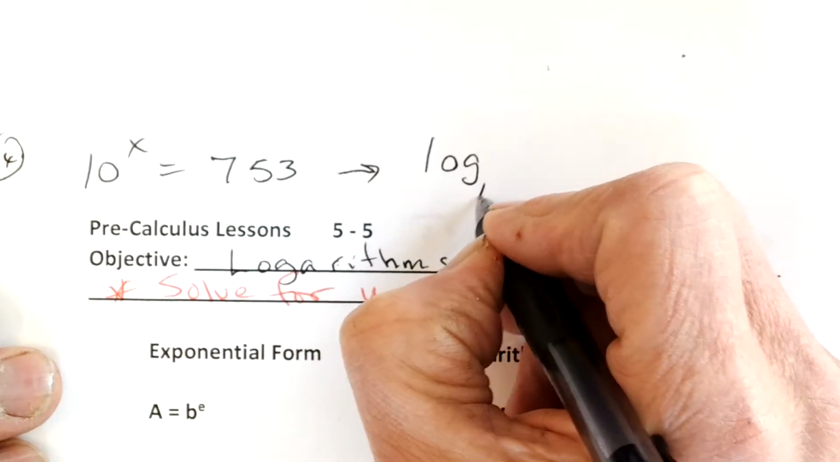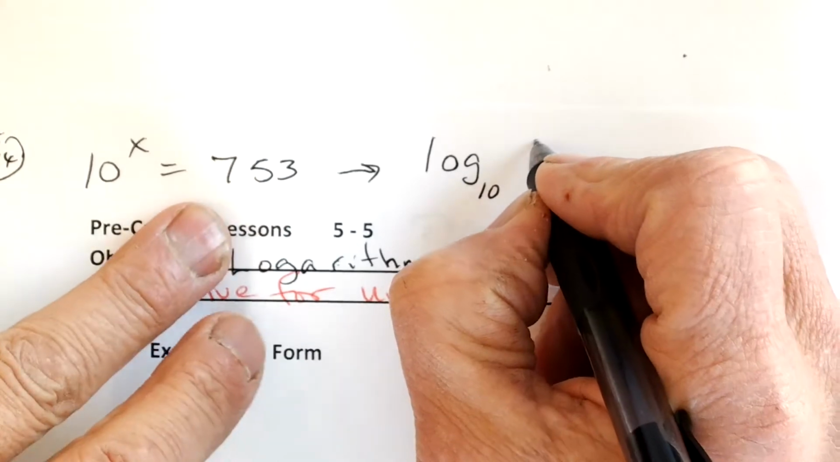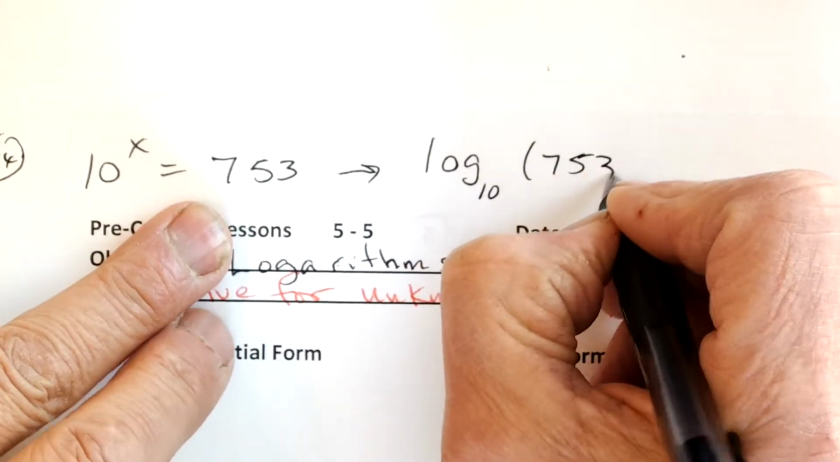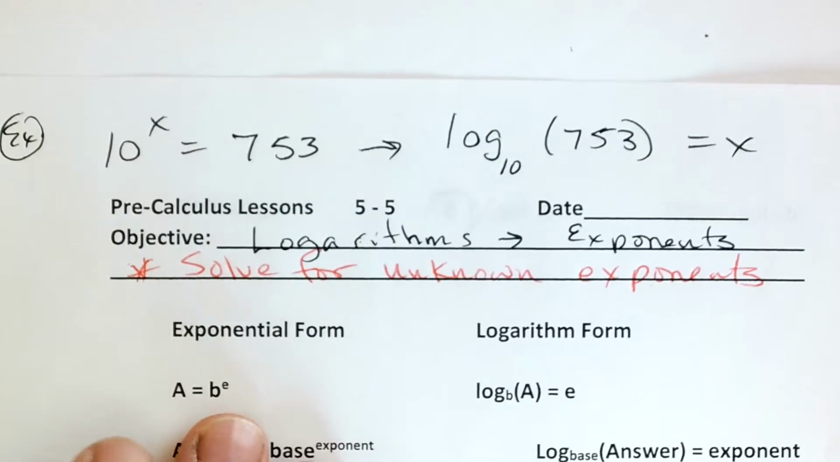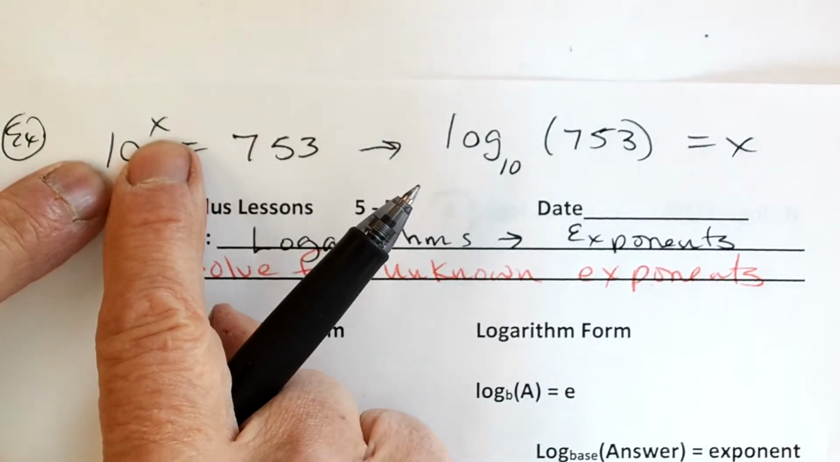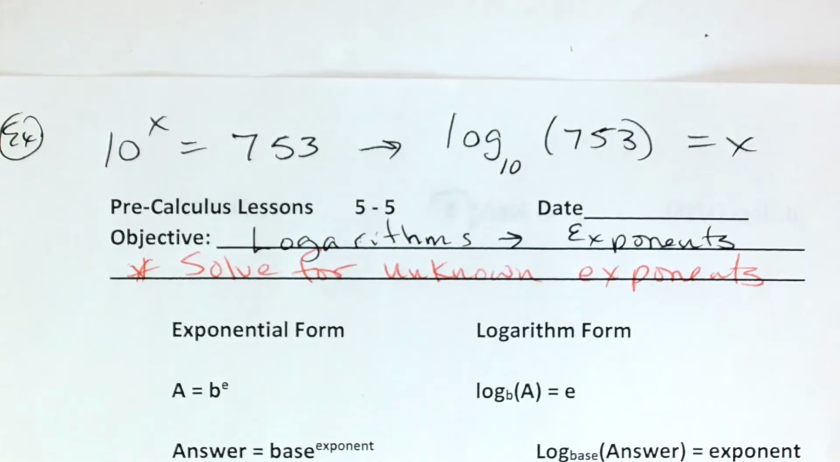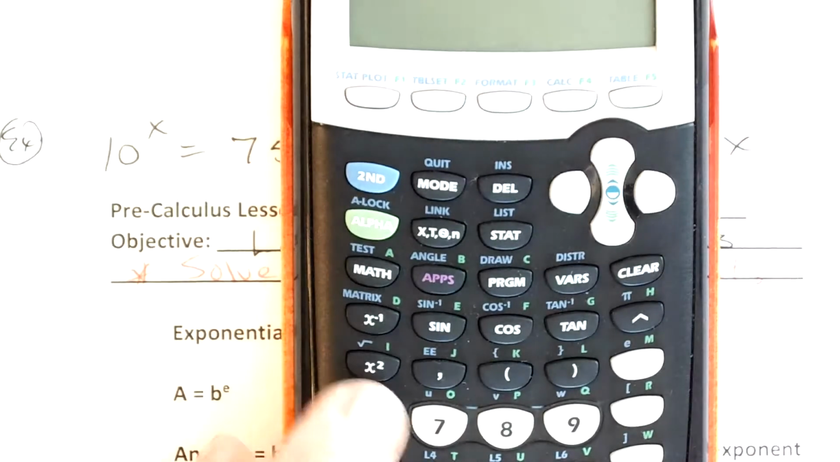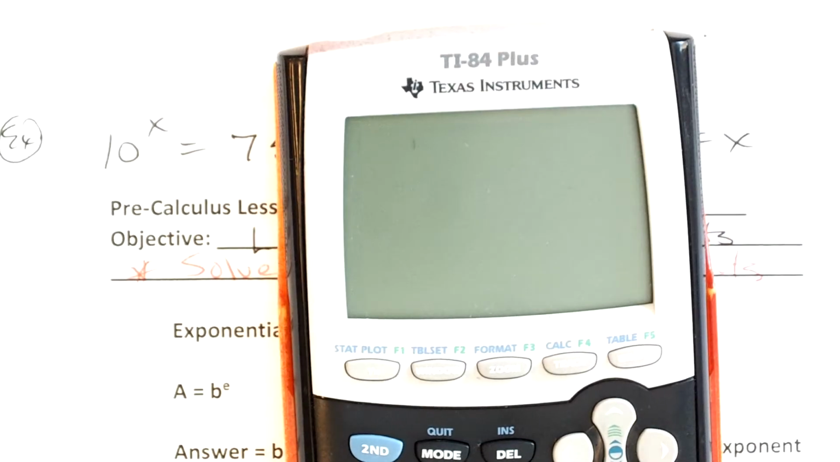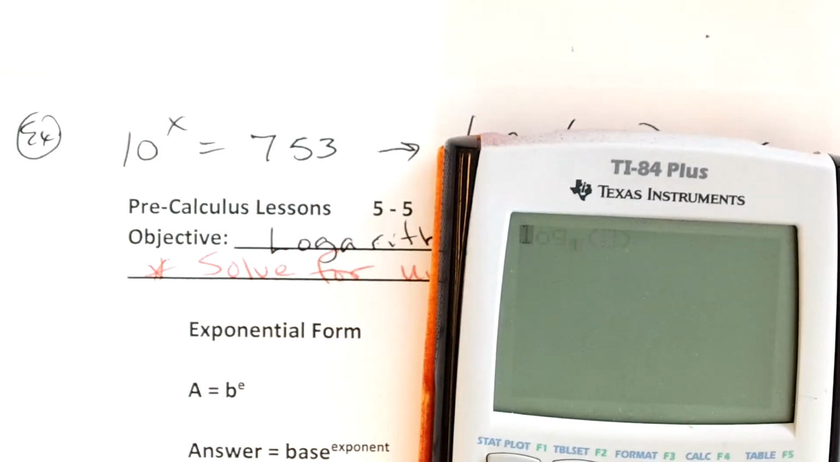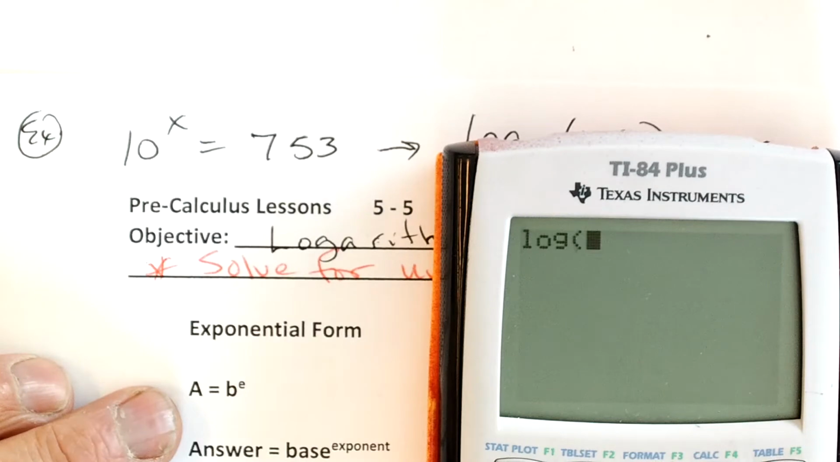Log base 10 of 753 equals x. So logarithms, see what logarithms can do? It's going to solve for this x value. So on my calculator, I have a log button. You guys see the log button? It's right there. So when I push that button and I go log.